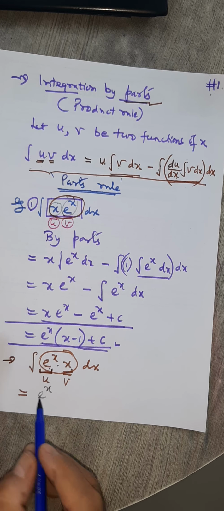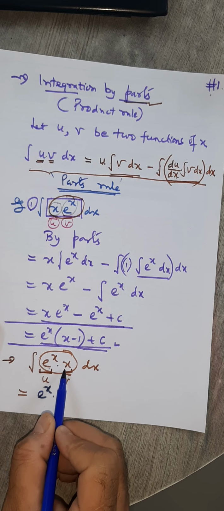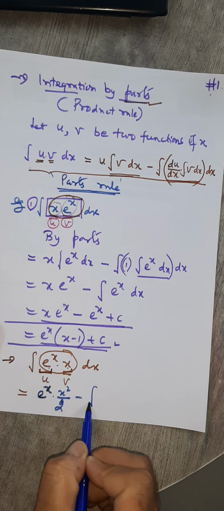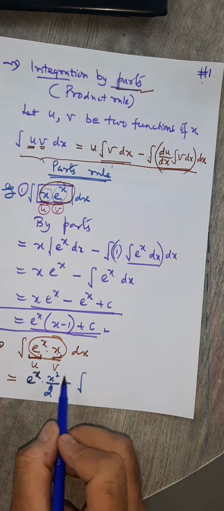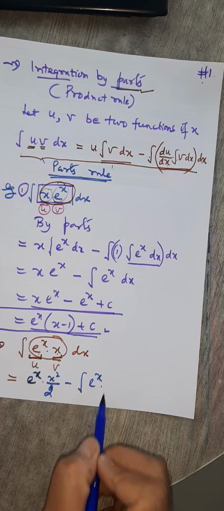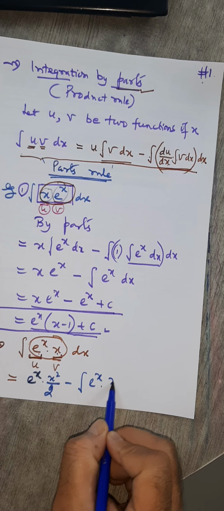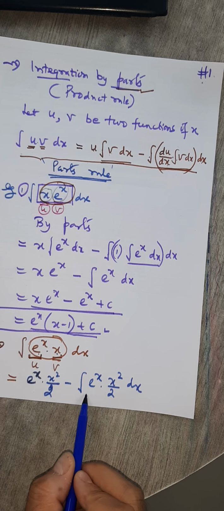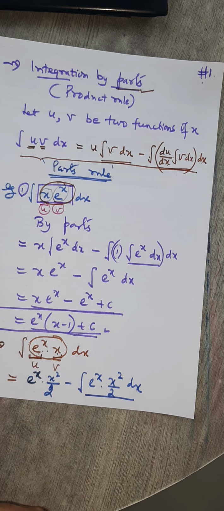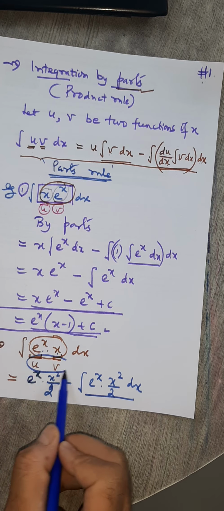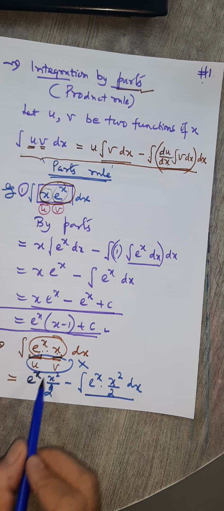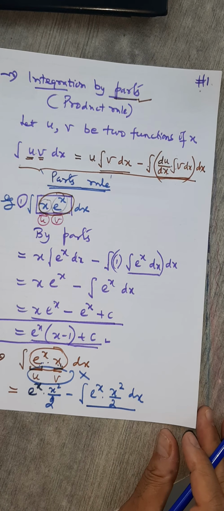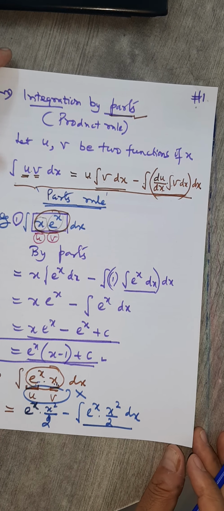So I'll write e raised to x here outside, into the integral of x, which is x squared by 2, minus, inside the integral, the derivative of e raised to x, which is e raised to x, into the integral of x, the same x squared by 2, and then the whole dx. You see, this expression is more complicated than this. So this is not the correct choice of u and v, remember. U has to be this and v has to be this. That's what I've explained. So now the question is, how do we select u and v?